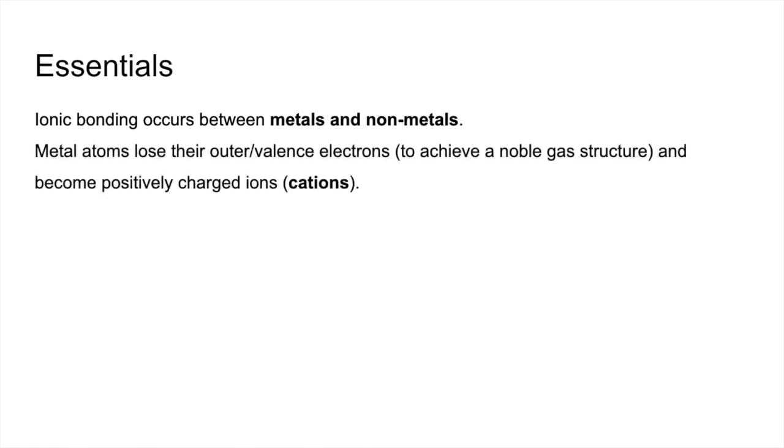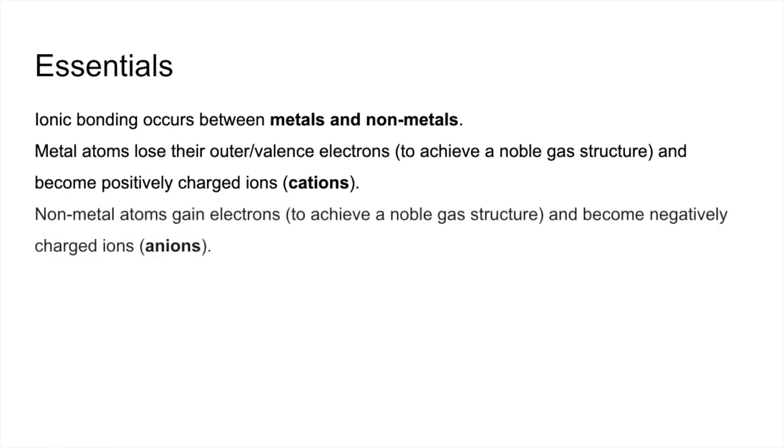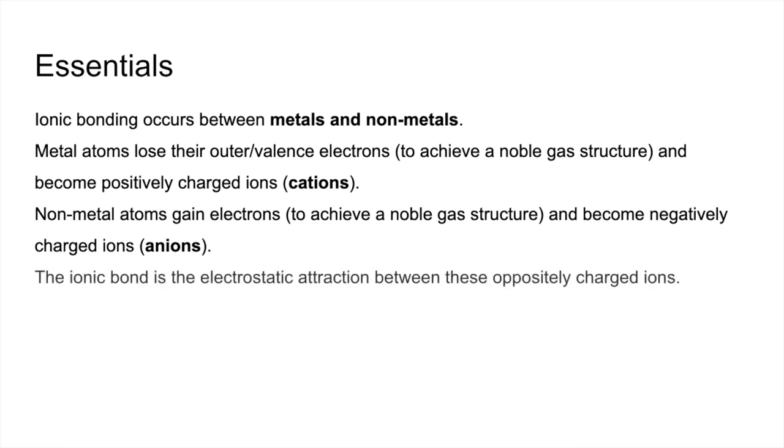Okay, so we'll start with the essentials. Ionic bonding occurs between metals and non-metals. Metal atoms lose their outer or valence electrons, and they do that to achieve a noble gas structure. As a result of that, they become positively charged ions, also known as cations. Non-metals gain electrons to achieve a noble gas structure, and they become negatively charged ions, which we call anions. And finally, the ionic bond is defined as the electrostatic attraction between these oppositely charged ions.